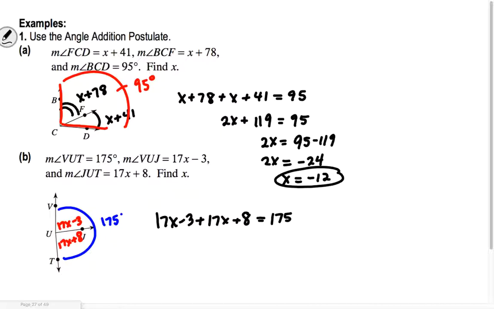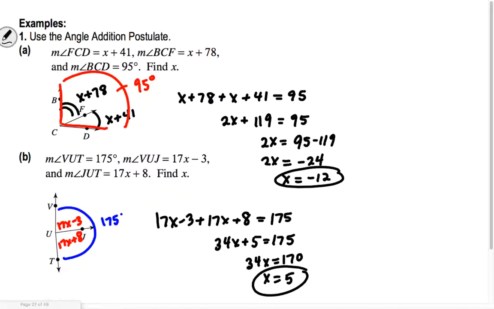So we're going to add the 17s together, so we get 34x. We subtract the 5 over and get 170. So 34x equals 170. So do you guys know what it is? It's 5. All right, so we got x.